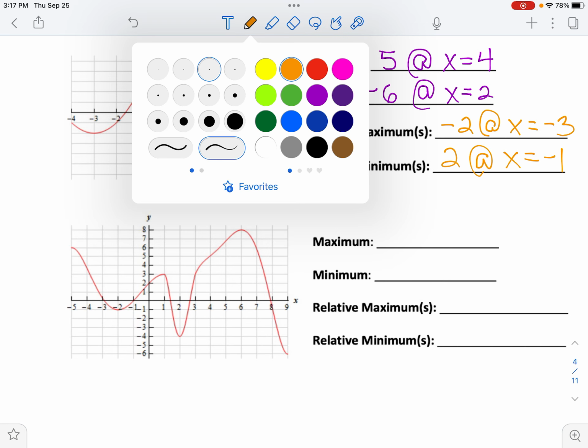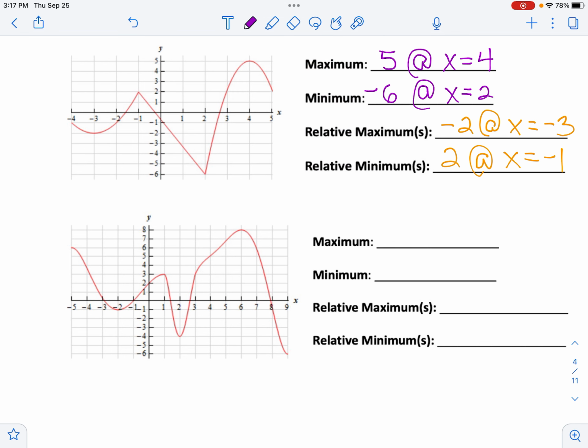All right, now let's do the same thing here for this sort of weird one here. Absolute maximum, it looks like that would be right here, right? Okay, so that goes all the way up to, in this case, it looks like 8.